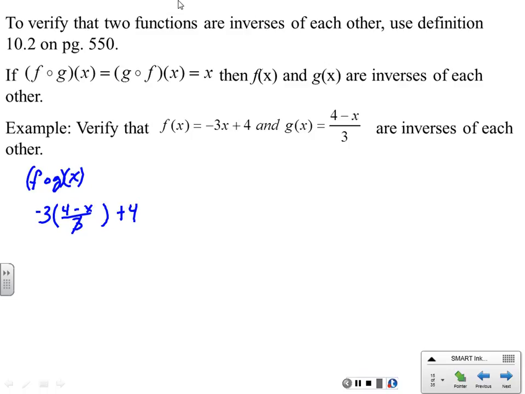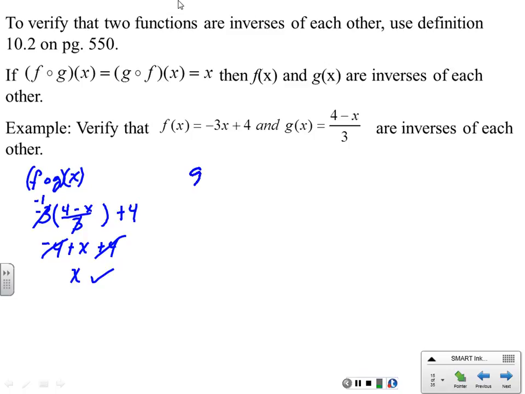The 3's will cancel out to -1. So you have -1 times 4, which is -4. -1 times negative x is plus x plus 4. -4 and positive 4 go away, and you get x. Check. But that's only half of it.